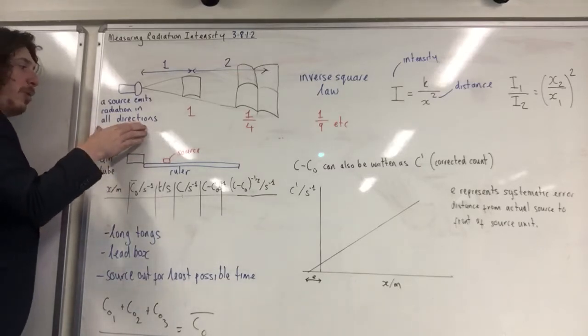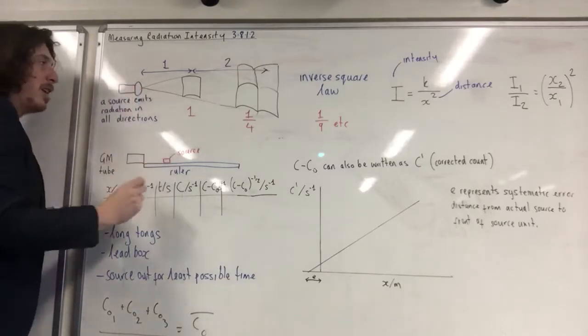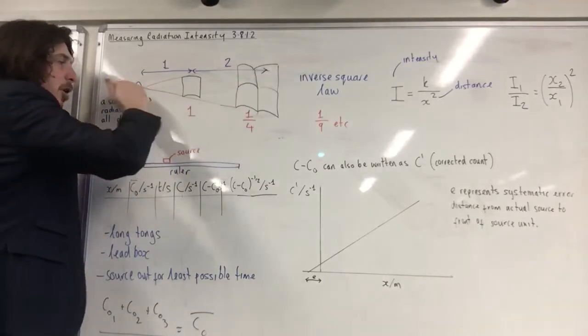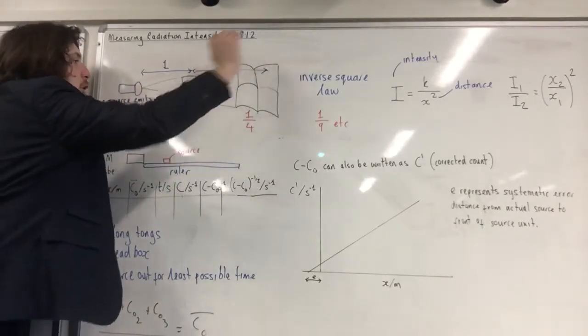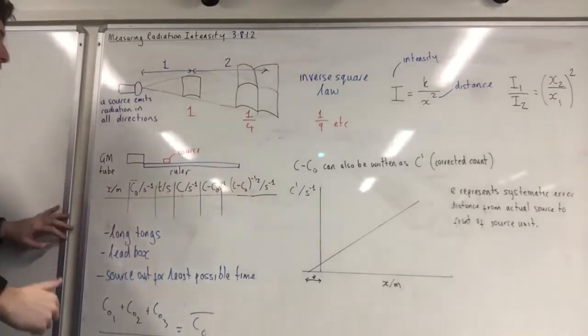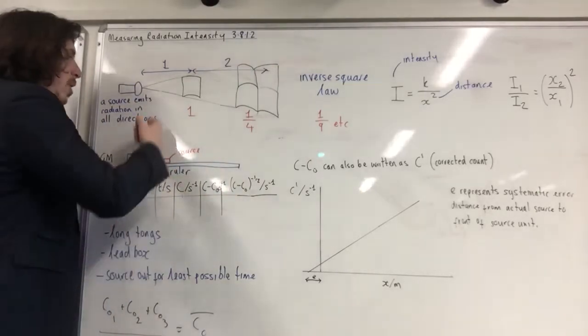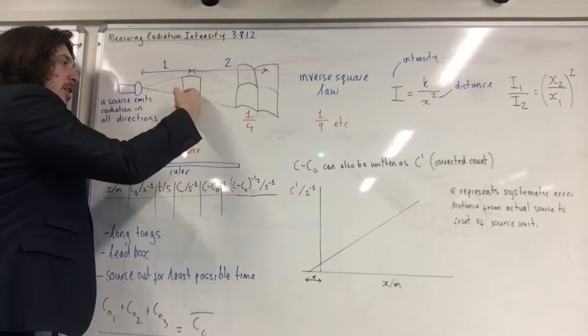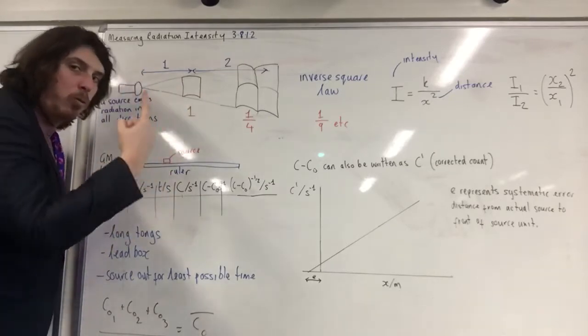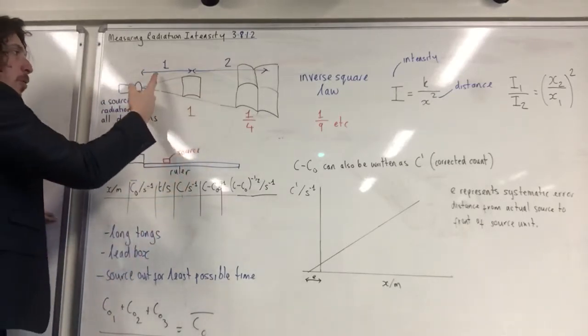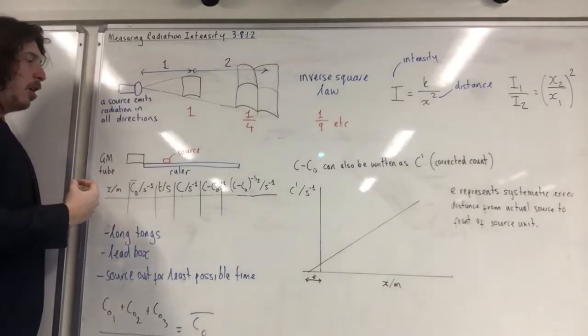So let's say we've got a radioactive source that emits radiation not just in a straight line going straight forward, but straight lines in all directions like this. Okay? If we place a Geiger counter at an arbitrary distance of 1, then we will find it will have an intensity of 1.